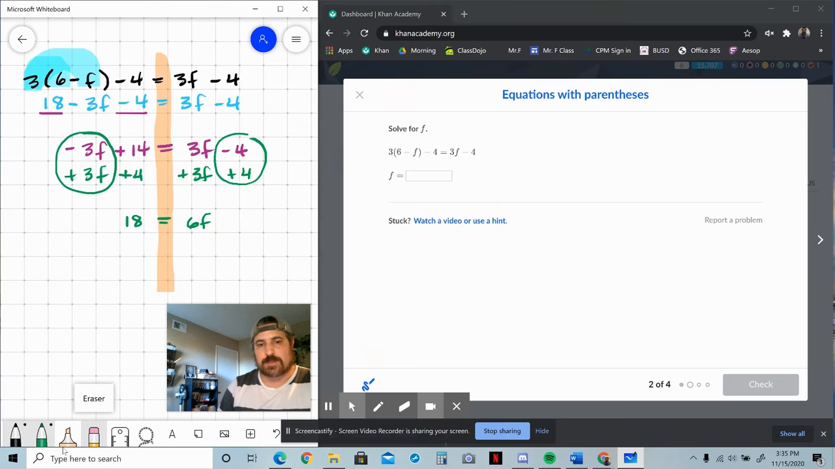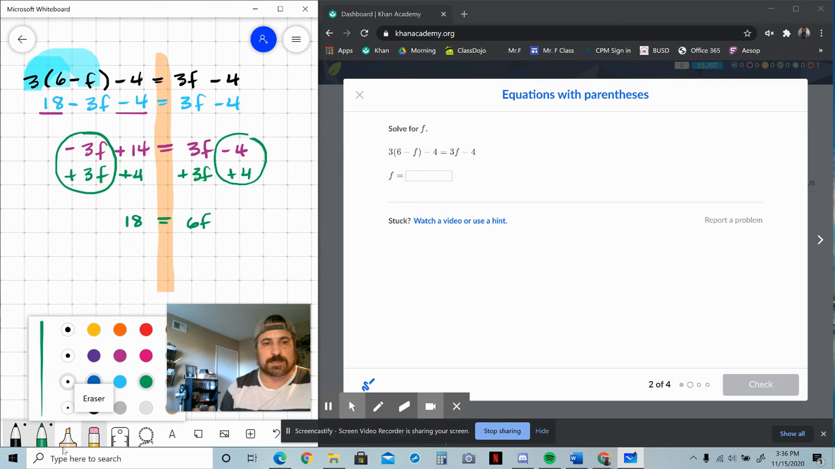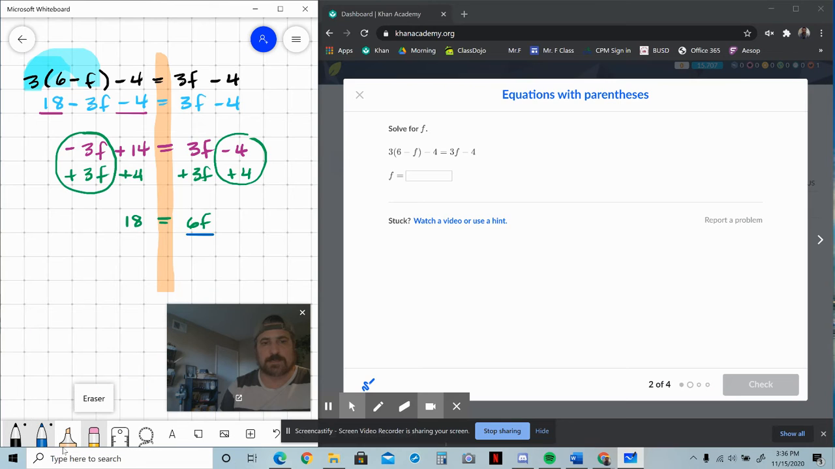I want to get the f's by themselves, so how do you undo times by 6? Divide by 6 on both sides, and that's going to give you 1f. And what is that 1f equal to? 18 divided by 6, which is 3. So if 3 equals f, then we also know that f equals 3. And we can plug it in and check it.